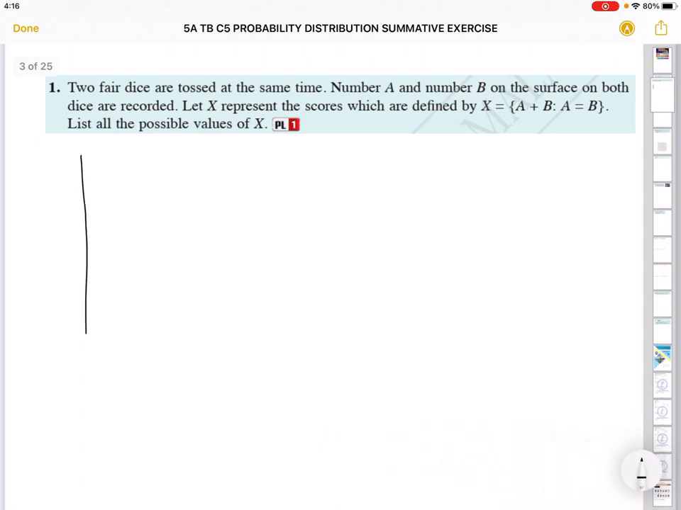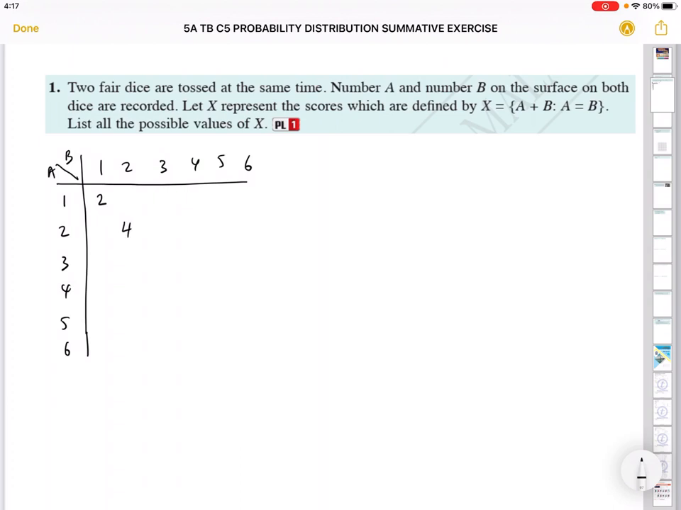You don't have to necessarily draw this, but I just want you to know that when you toss a fair die, you have 6 possible outcomes. Like your A, you can get 1, 2, 3, 4, 5, 6, and B, we also can get 1, 2, 3, 4, 5, or 6. Now, when A is equal to B, you must have the same value. For example, you get 1 and 1, so the sum is 2. Or you get 2 and 2. A, you get 2. B, you get 2. The sum will be 4.